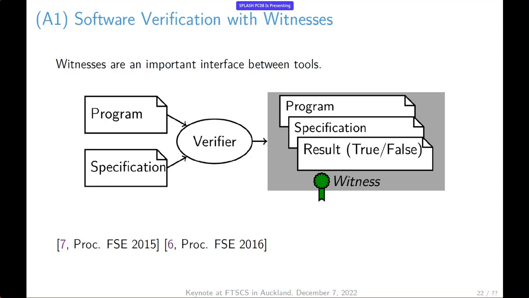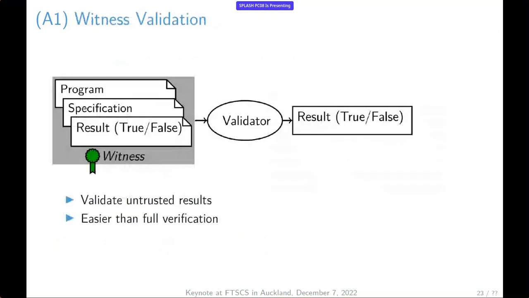And now we need a second component: what to do with the witness. We can validate that the result of the verification tool is correct. How can we do this? We have a second tool, which is almost like a verifier, but let's call it a validator. And the validator takes as input a program, a specification, really the same program and the same specification, and the witness that the verifier produced. And the validator is trying to establish the proof that the verifier has found.